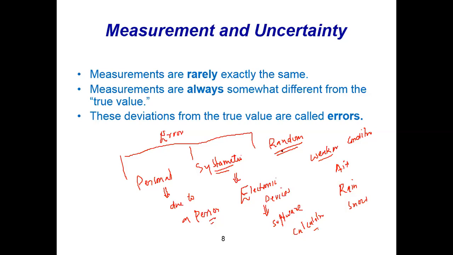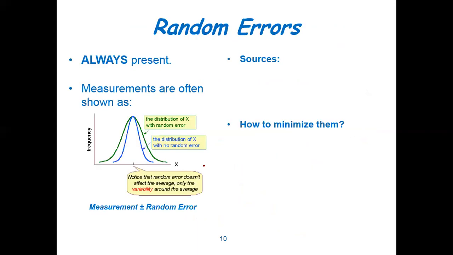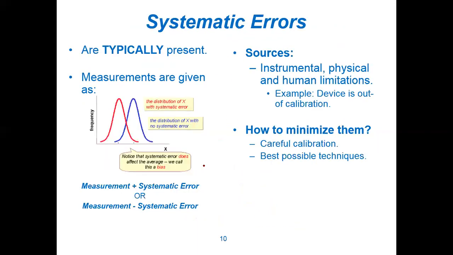Also lack of light, or dark conditions. But some books combine personal and systematic error in one group. So there are random error and systematic error. These are how to minimize these errors.